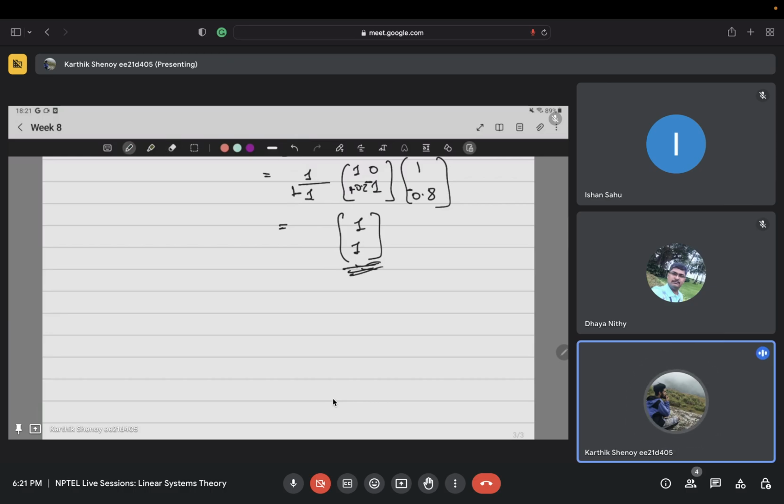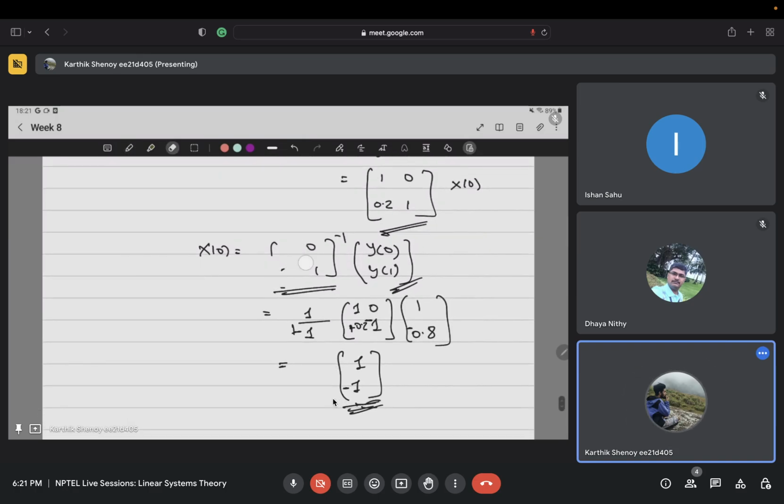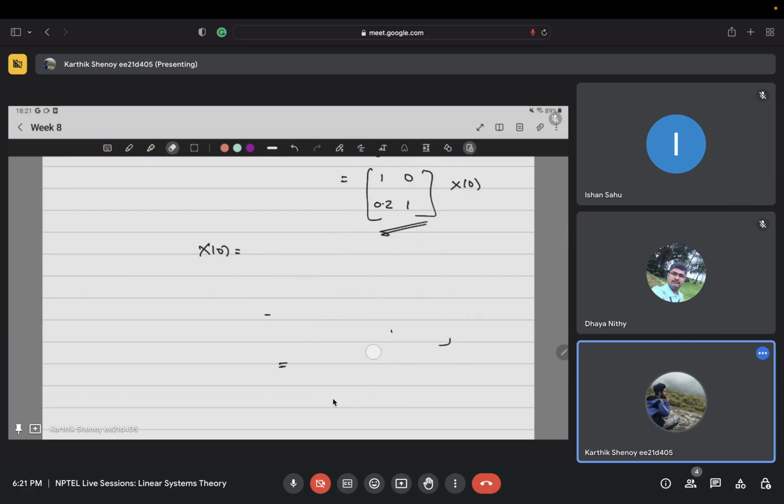Now let's look at a case when I take a different sensor. Let's take [0.2, 1; 0, 0.5]. I think this should be minus 1. I am not sure, so maybe I'll write this again and make sure there are no mistakes.